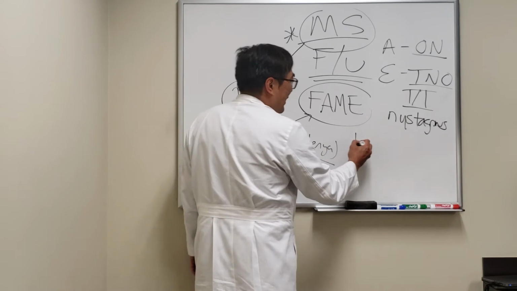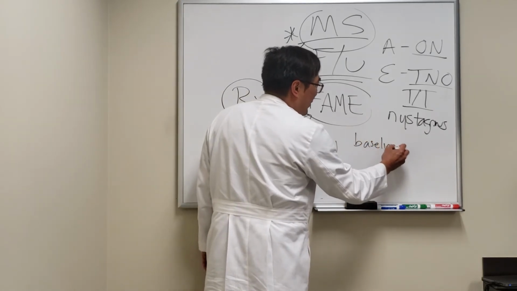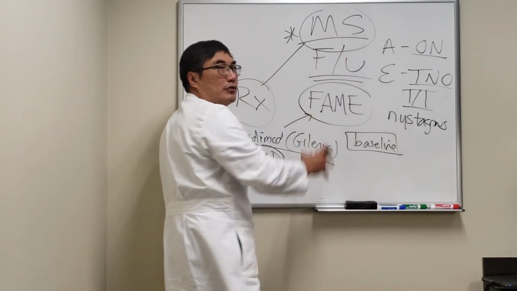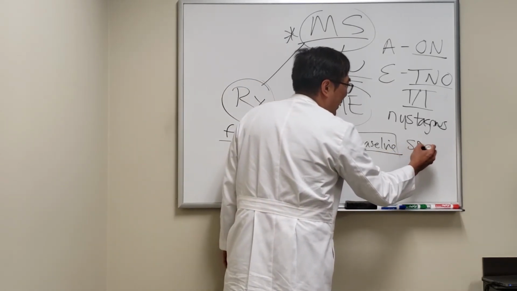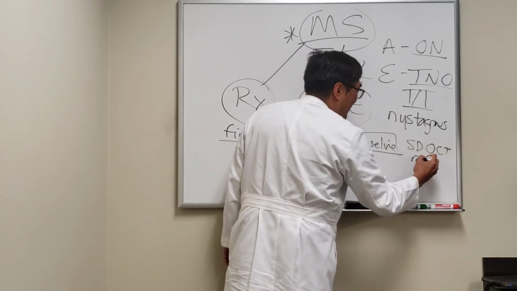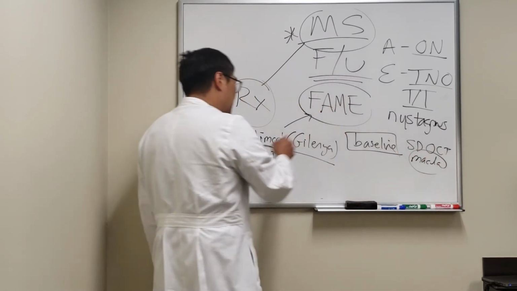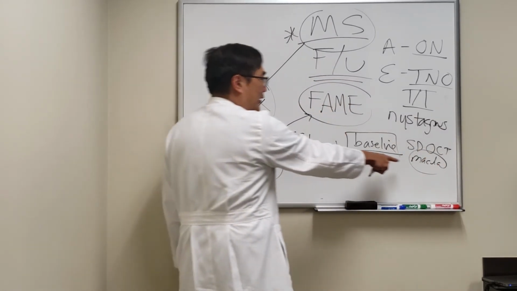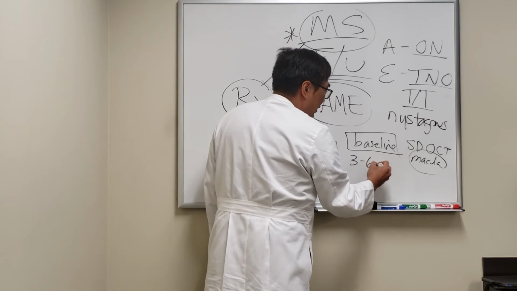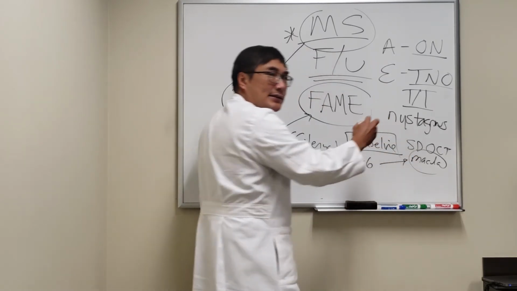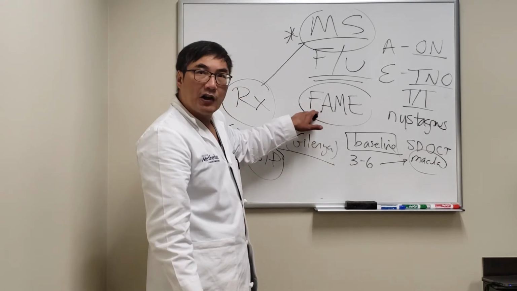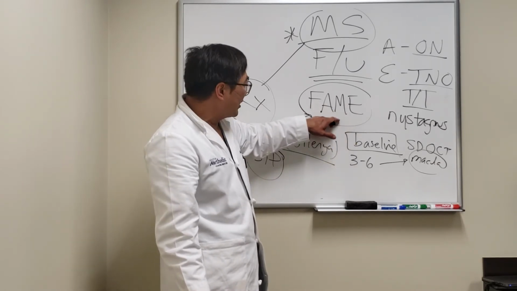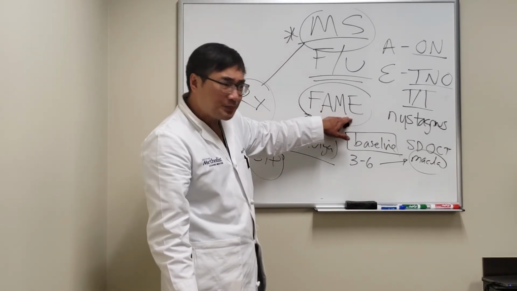So we do a baseline evaluation, and you're going to be doing something that you normally would not do on an MS patient. You normally would not be doing a spectral domain OCT of the macula, but in patients who are on this particular agent, we are going to do that. And 3 to 6 months later, you're going to repeat this study to make sure that they do not develop FAME, fingolimod associated macular edema. It otherwise looks like macular edema.